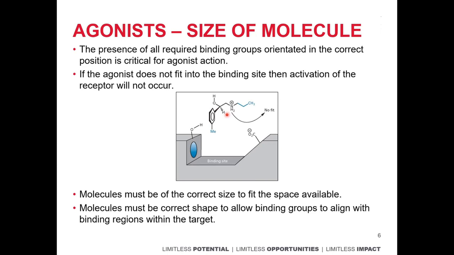And they also need to be the correct shape to allow binding groups to align with the regions within the target. So we've got to make sure we have the right chemical groups in the right positions and the molecule is of the correct size to be able to enter into the binding site and activate the receptor. And if we have all of those 3 factors correct, we have a molecule that is very likely to act as an agonist.